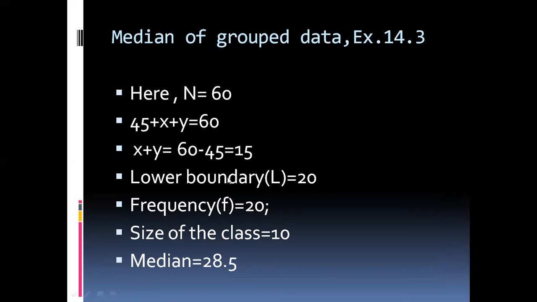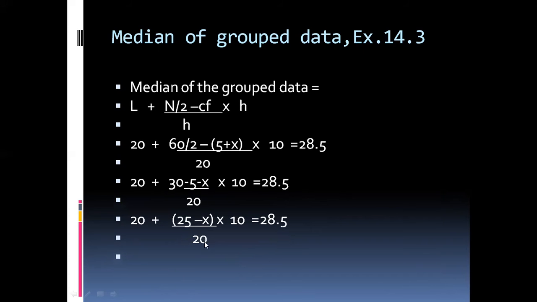Now the lower boundary L value is 20. The frequency f of the class which is near and more to the n by 2 value is 20. So f is 20. The size of the class, h, is 10. And the median is given in the question, that is 28.5. Now the formula is L plus, n by 2 minus CF, by f, into h.